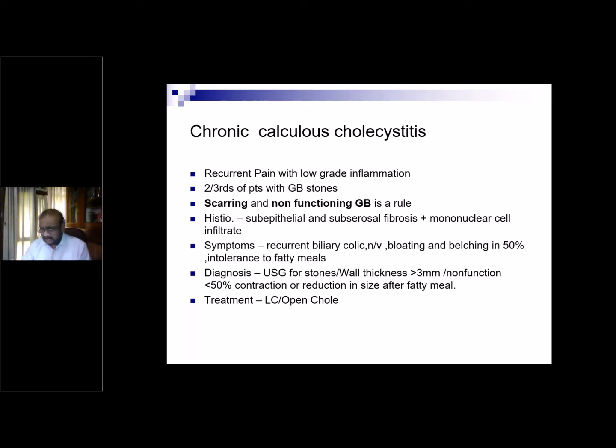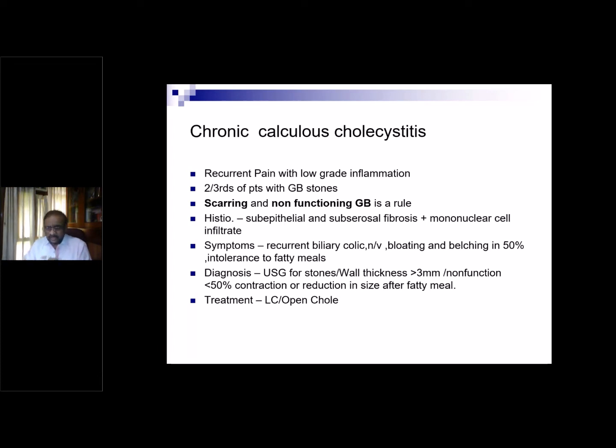The symptoms: recurrent biliary colic, nausea, vomiting, what we normally call the symptoms of dyspepsia, nausea, vomiting, bloating, belching in 50%, intolerance to fatty meals. All are symptom complexes which are not exactly peculiar, which could be because of chronic cholecystitis. It could be because of other reasons also, for example, peptic ulcer disease, chronic pancreatitis, and so on and so forth. So here also these symptoms are rather vague. They don't have anything specific to tell you that this patient has chronic cholecystitis.